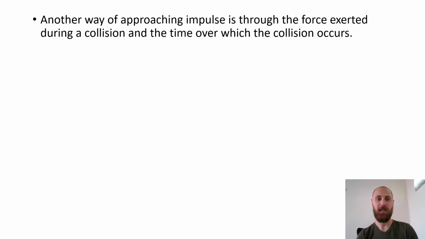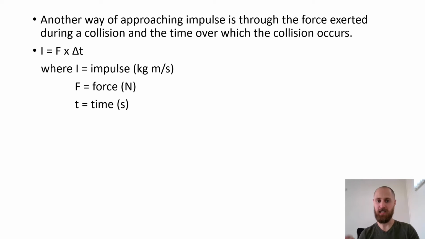Just what I was saying. So we can think of impulse as being the change in the momentum. We can also think of impulse as the force exerted during a collision and the time over which it occurs. And the equation for that is that impulse is equal to the force on an object multiplied by the time over which that force is being exerted.